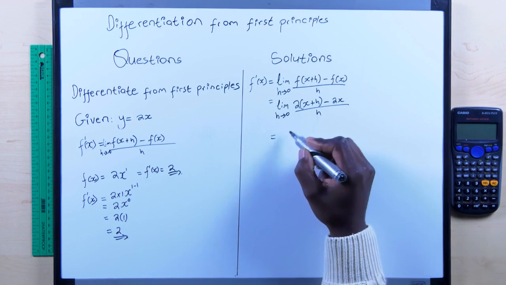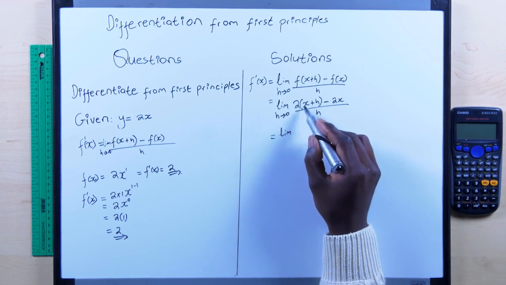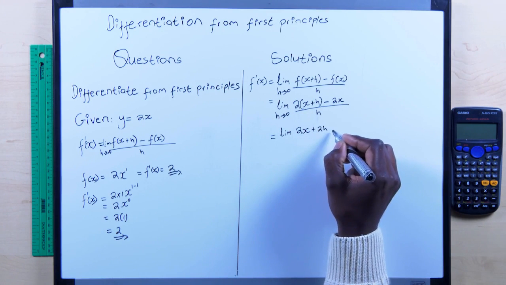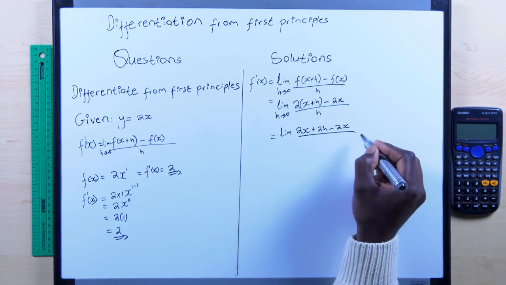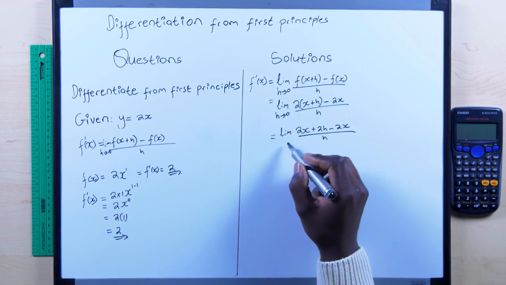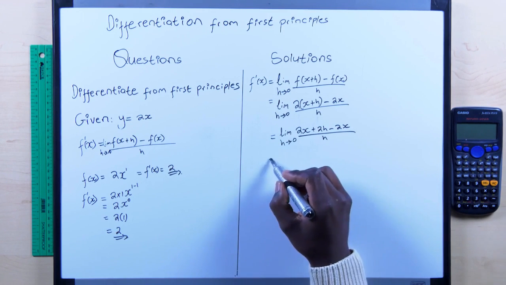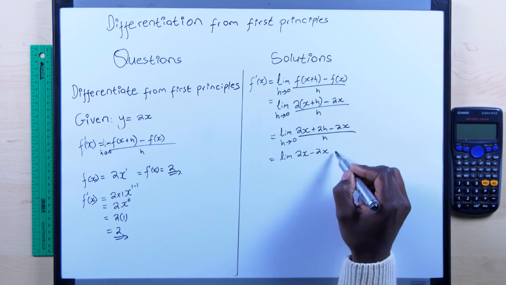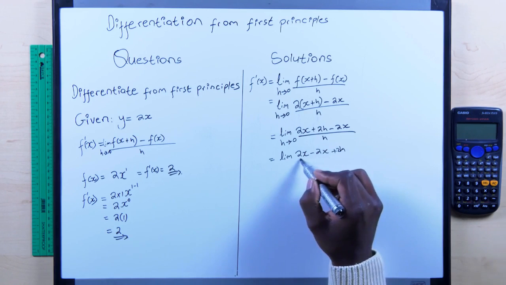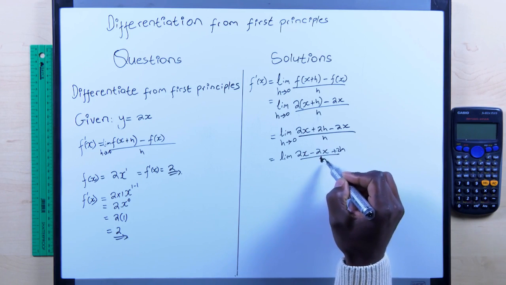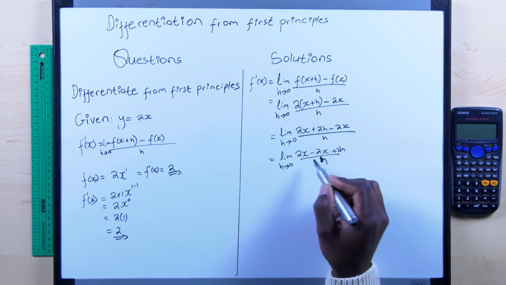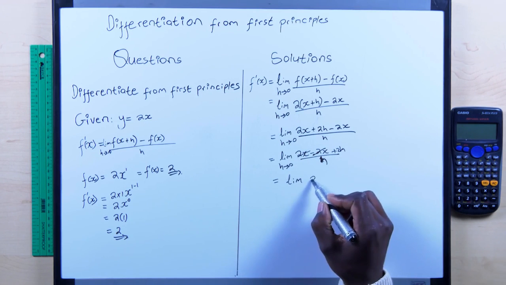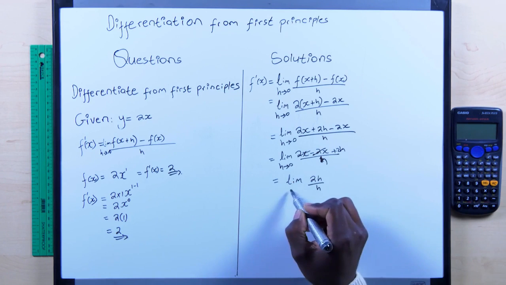What does it mean? It means the following now. Your limit will be 2 times x, 2x, 2 times h, 2h, minus 2x all over h, as h approaches 0. The limit, collect like terms, 2x minus 2x plus 2h all over h as h approaches 0. This cancels this, gives you the limit of 2h divided by h as h approaches 0.